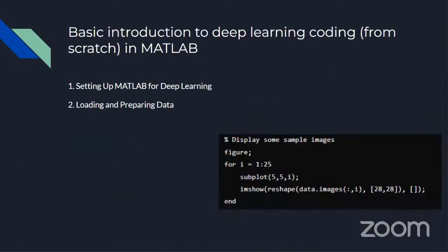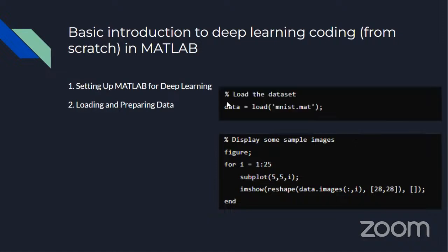Now these are the basic steps for coding deep learning in MATLAB. First thing you need is MATLAB. There is a toolbox, the Deep Learning Toolbox. You load the data. Yesterday we understood how to load the data. So right now we are using this MNIST data. MNIST data has a lot of small images, 28 by 28 pixels, of handwritten numbers.